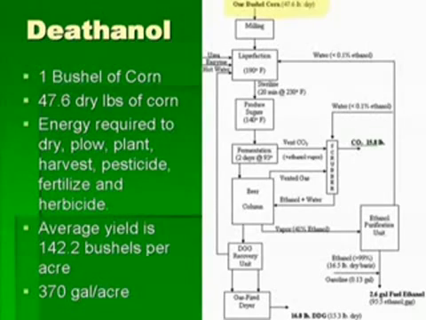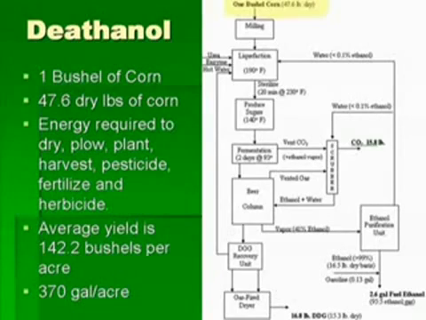First of all, this process reviews the production using 1 bushel of corn. They refer to it as 47.6 dry pounds of corn. Now remember, that corn just doesn't fall out of the sky. You need to grow it, plant it, plow it, harvest it, spray pesticides and herbicides, and fertilize it.